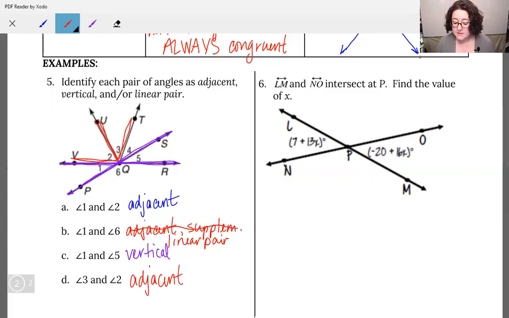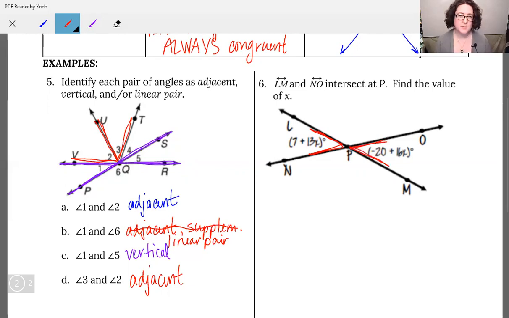Okay, example 6. We are told that line LM and line NO intersect at point P. So two lines intersecting, I'm thinking this probably makes vertical angles. We need to find the value of x. Now look at where we have our info labeled. So we have this expression 7 plus 13x on the left-hand side for angle LPN. So I'm going to go ahead and highlight him. And then my other expression, negative 20 plus 16x, that's sitting right in the middle of angle OPM.